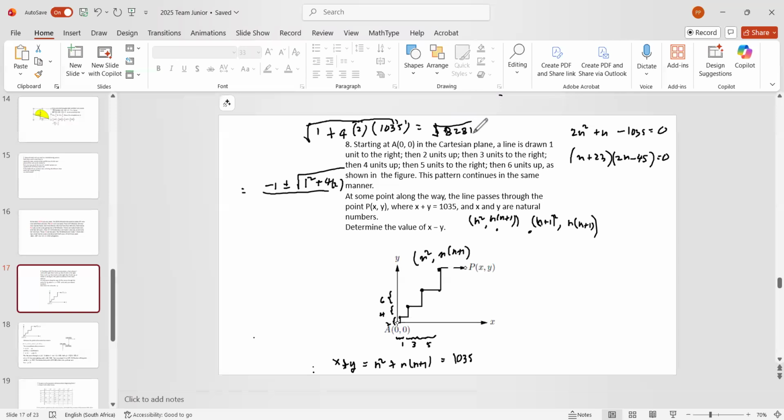So 8100 is 90, right? This is actually 91. 91 times 91 is this. So you have that this is equal to minus 1 plus or minus 91, it's exact, over 2a. And you got two roots. You got 45, and then you got minus 92 over 2, which is minus 46. So those are the two roots.